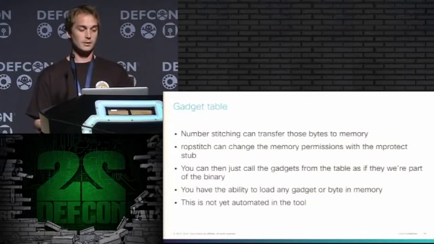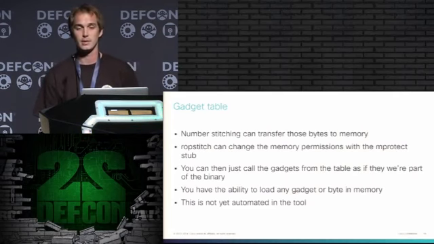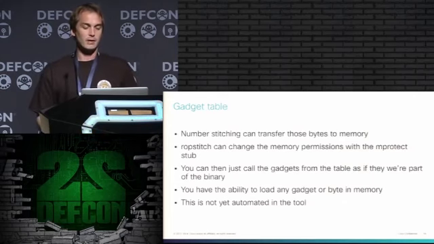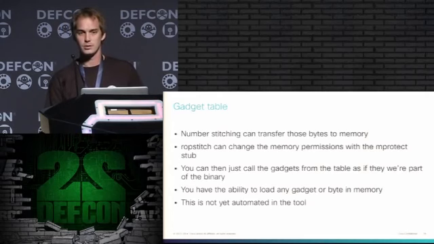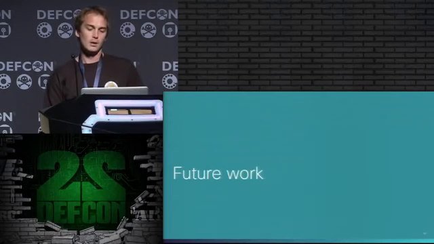Since the tool can change your memory permissions, it will work. Then you just call the gadgets from your table, or it doesn't necessarily have to be gadgets, it can just be bytes. You can add a bunch of bytes there, and it increases the availability of your bytes. So you have the ability to load any gadget or byte in memory just using a bunch of memory addresses. I haven't automated that part in the tool yet. It's just on the side.